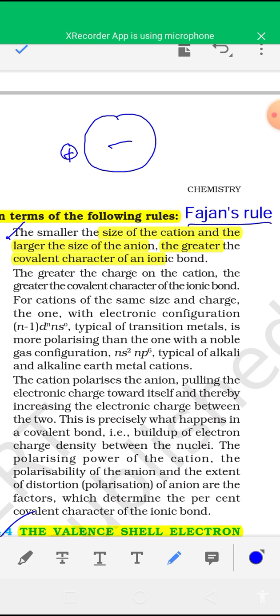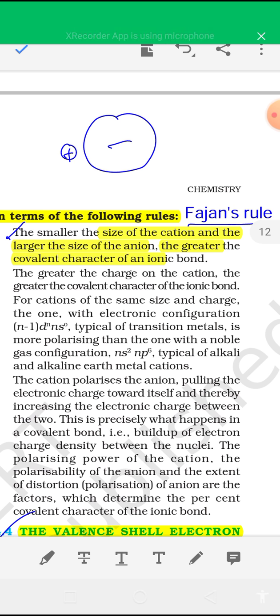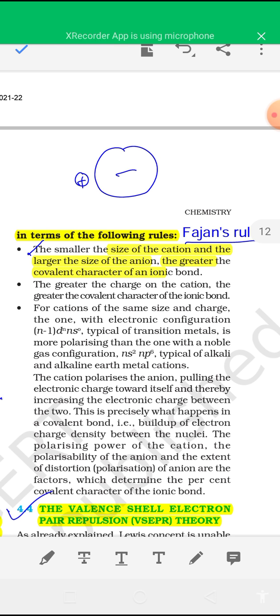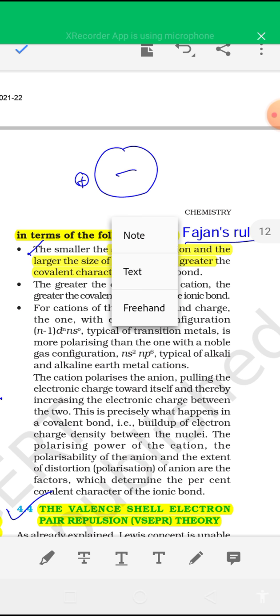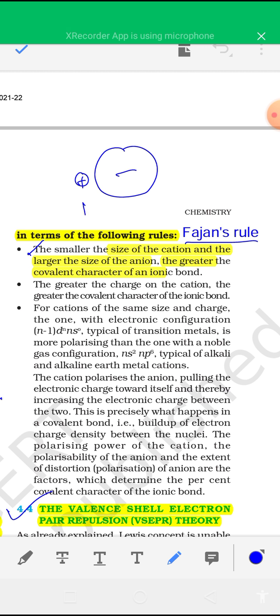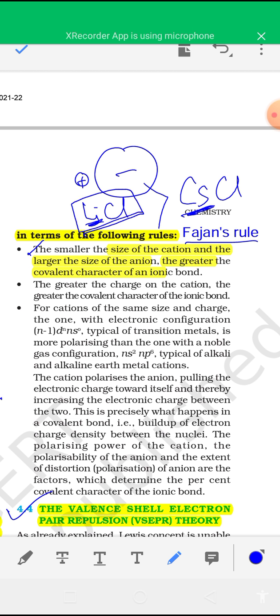So the first point of Fajans rule: the smaller the size of the cation and the larger the size of the anion, the greater will be the covalent character of an ionic bond. That's why lithium chloride, where lithium has a much smaller size, is more covalent than cesium chloride. Cesium chloride is more ionic, because the size of cesium is much more than lithium. The size of Li+ is very small. So lithium chloride has much more covalent character than cesium chloride.